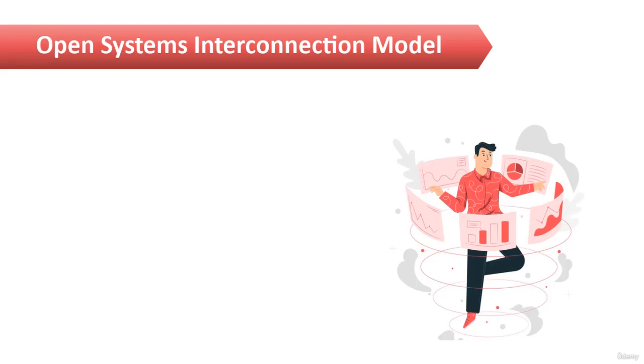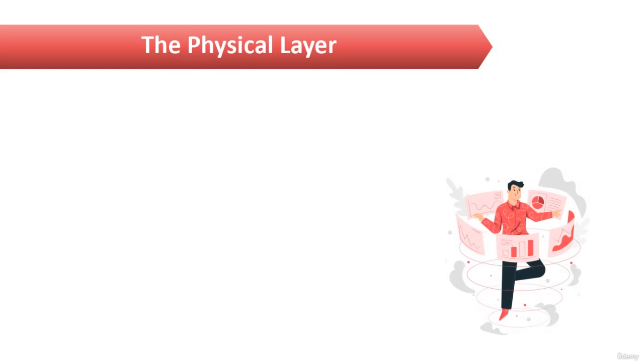Now let us start with the last layer of the OSI model, which is the physical layer. So in this lecture, we are going to talk only about the physical layer. Finally, we are hitting the bottom of the OSI model. Well, not in a bad way. We have now arrived at the physical layer, which does two important things. It sends bits and receives bits.